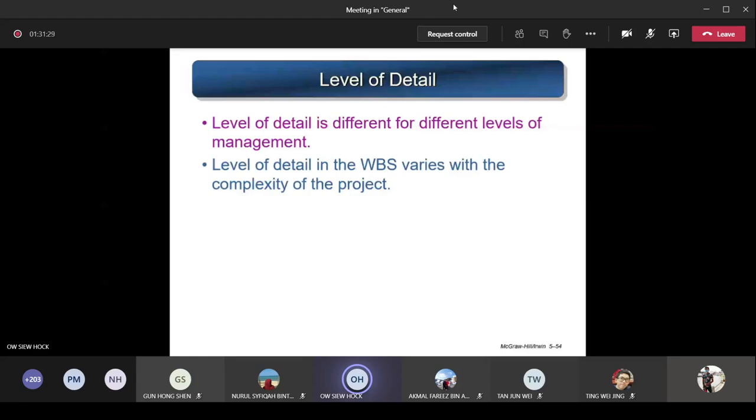You see the breakdown structure here. It becomes very messy. How can I do that? So there's a question asked, and later I'm going to explain. So how detailed is this? Depending on how complicated the project is, and all the different levels and how many tasks you have. So the level of detail in the WBS varies with the complexity of the project itself.